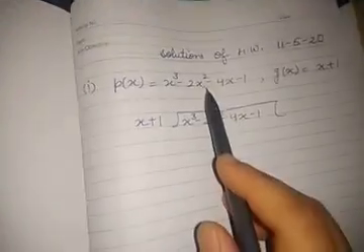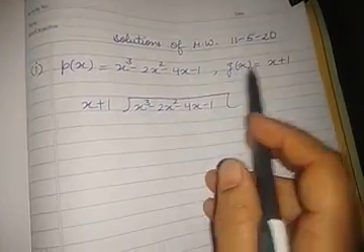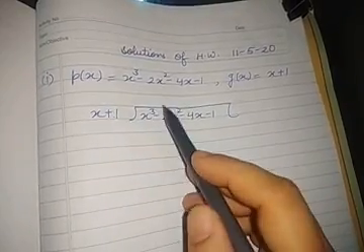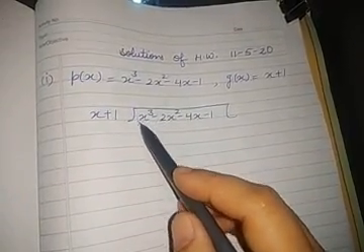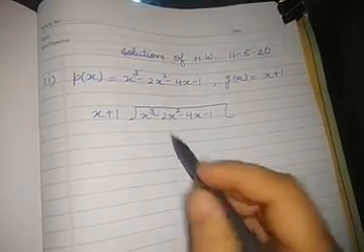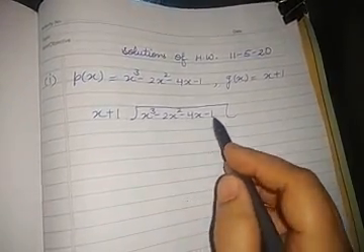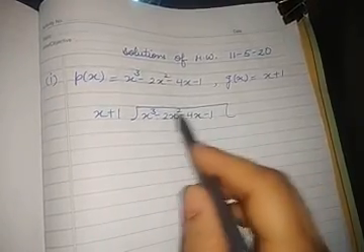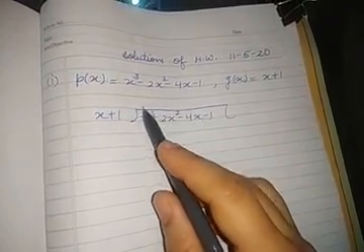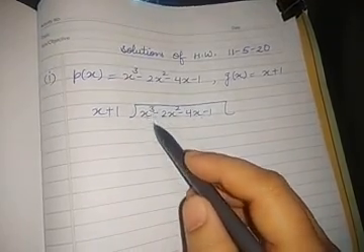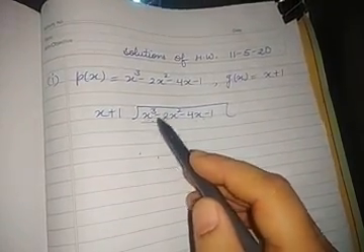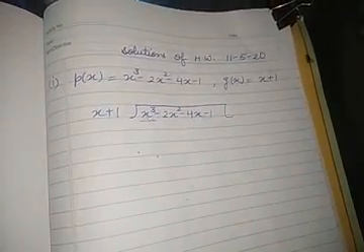p(x) is x cube minus 2x square minus 4x minus 1, and g(x) is x plus 1. So this is the dividend and this is the divisor. So we want to find the quotient and remainder in the long division method. To find the remainder, we want to reduce this dividend, by cancelling its terms. If we get the same term, we can reduce. So firstly we will reduce the first term, then the second term, and so on.